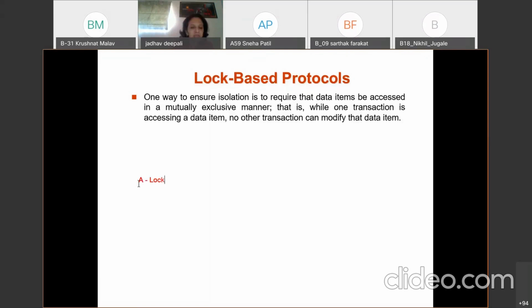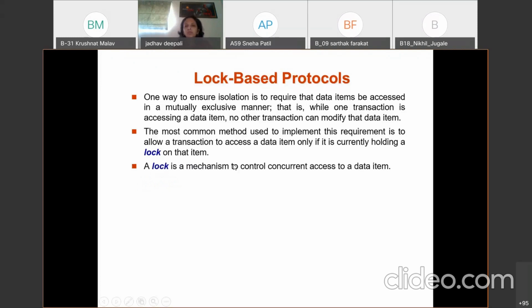So if transaction T1 locks the data item, another transaction T2 is not allowed to use that data item. So that is the simple mechanism used in lock-based protocol. Once again, suppose the transaction T1 wants to modify data item A, then it first needs to acquire a lock on the data item A. Once T1 acquires a lock on data item A, then another transaction, for example T2, cannot use it. Why? Because the lock is acquired by transaction T1. So that simple method is used in lock-based protocol.